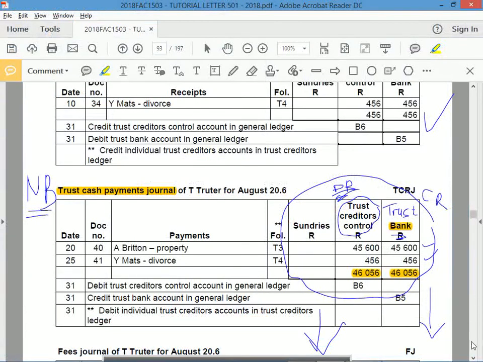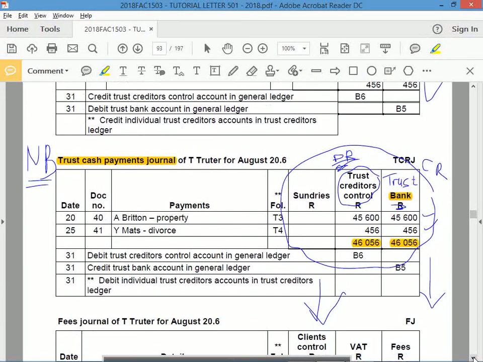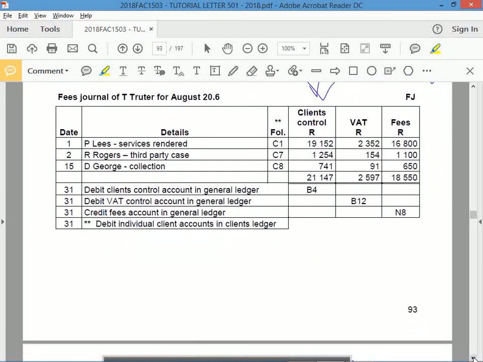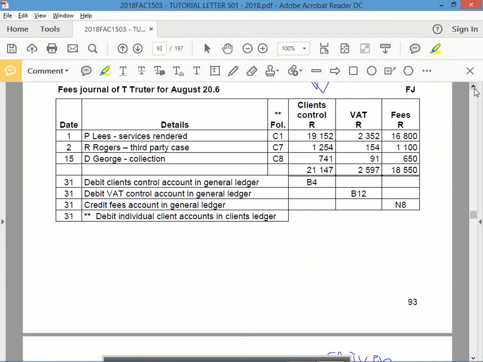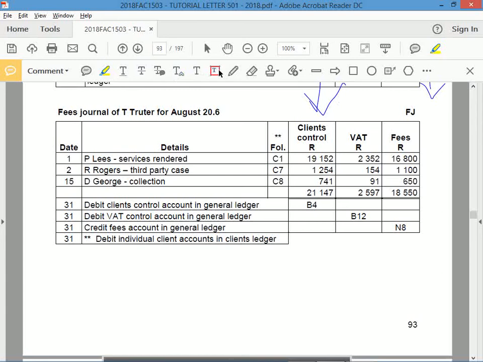Next journal, the fees journal. Okay, so with the fees journal, you are earning income from customers, but if I'm looking at the fees journal in inverted commas, this is similar to a debtor's journal. The reason I'm saying that is because you still have a cash receipts journal which is separate.